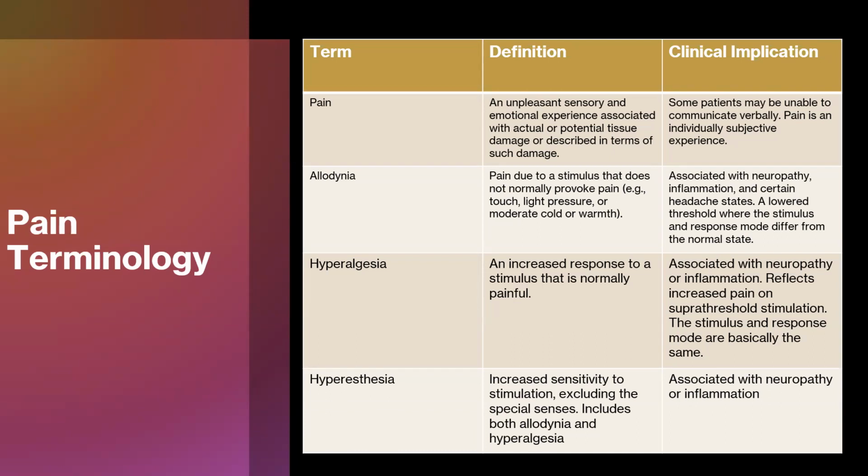Then hyperalgesia is an increased response to a stimulus that is normally painful. If we look at the clinical implication, it is associated with neuropathy or inflammation and reflects increased pain on suprathreshold stimulation. The stimulus and response mode are basically the same. Then hyperesthesia is increased sensitivity to stimulation, excluding the special senses. It includes both allodynia and hyperalgesia, and it is associated with neuropathy or inflammation.